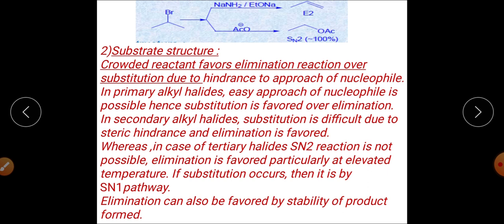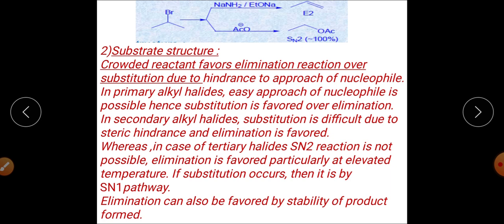So you can see that under strongly basic condition you are obtaining alkene, the elimination product, whereas when we are using weakly basic condition, a good nucleophile, at that time you are having the substitution reaction, the SN2 reaction. So this is the first parameter on which elimination versus substitution reaction will depend. The second parameter, also a very important parameter, is the substrate structure.